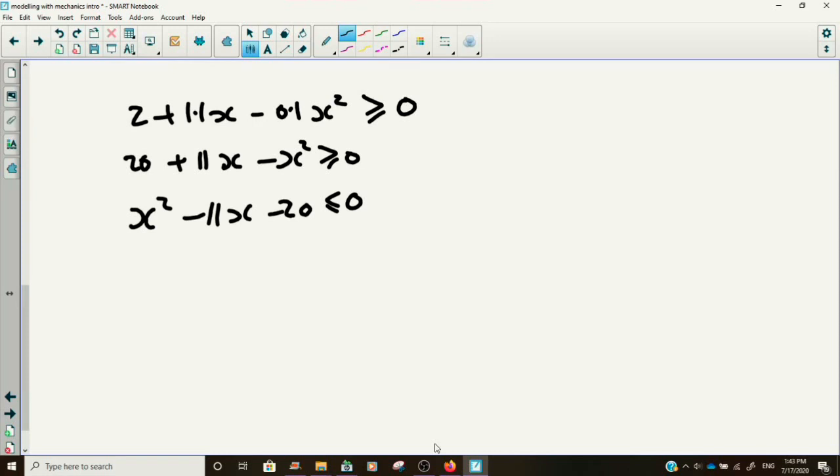This one, unfortunately, doesn't factorize, so we have to use the quadratic formula. And when you do that, you get two values of x. So you get 12.6 and you get -1.6. Okay? Now, if I was to plot this quadratic, we'd get something that looks like this.